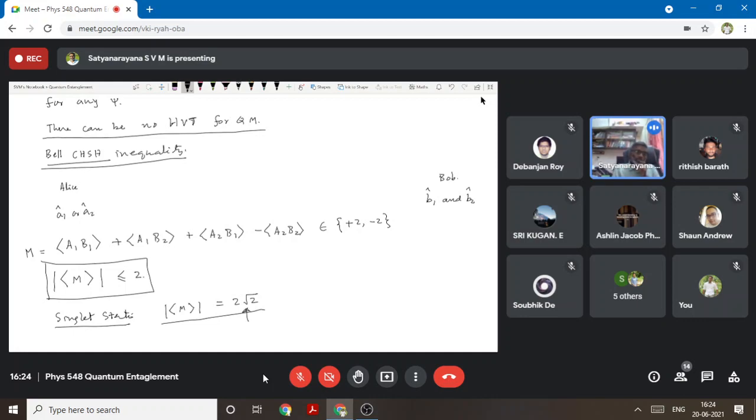So that means it is more than 2, whereas hidden variable theories tell you that it should be less than or equal to 2. Okay, this is what we call the Bell CHSH inequality. And here you are going to make measurements along A1 or A2. That means your operators are going to be sigma dot A1 or sigma dot A2 on this side, and sigma dot B1 or sigma dot B2 on the other side.